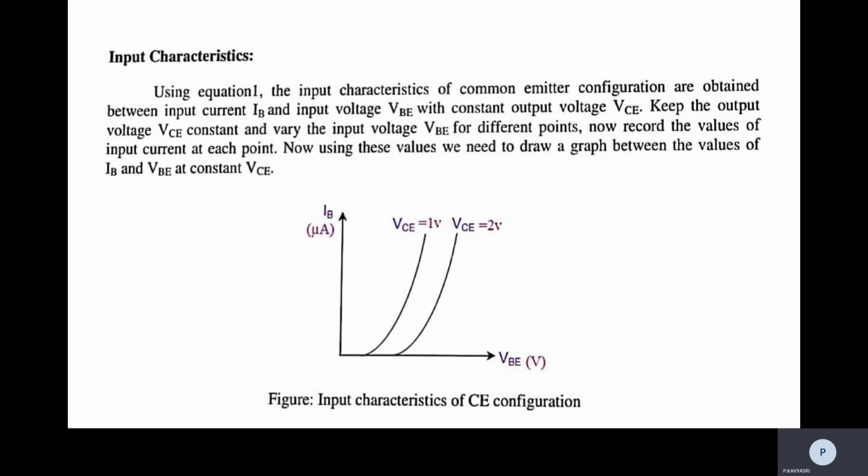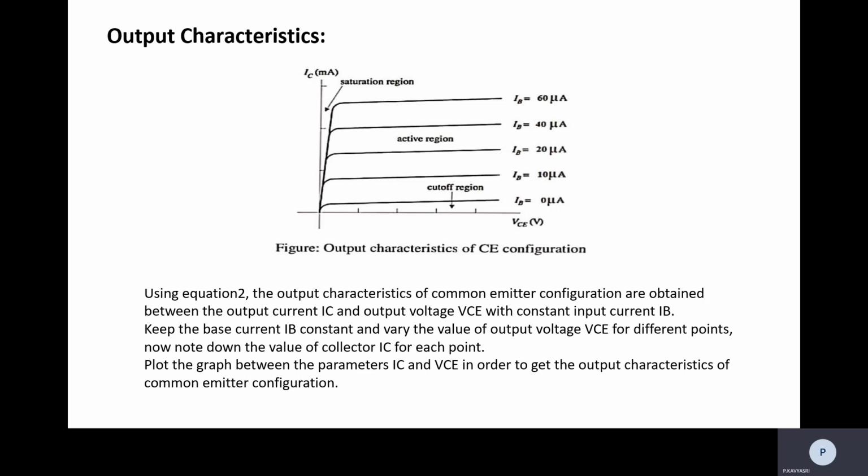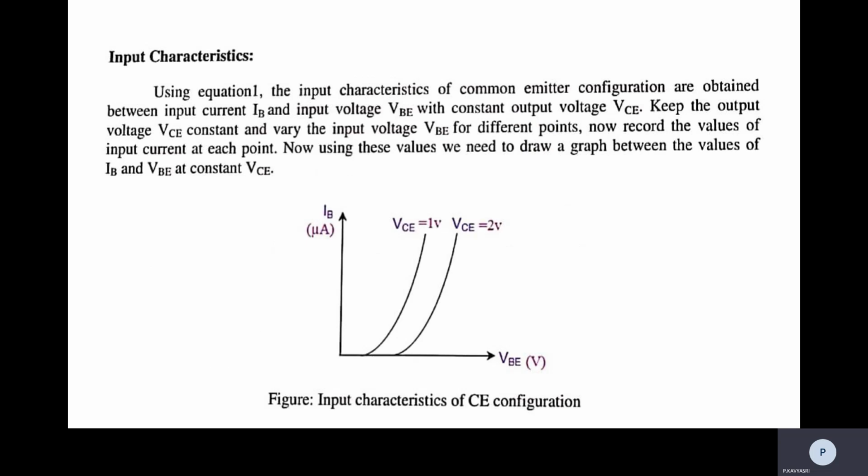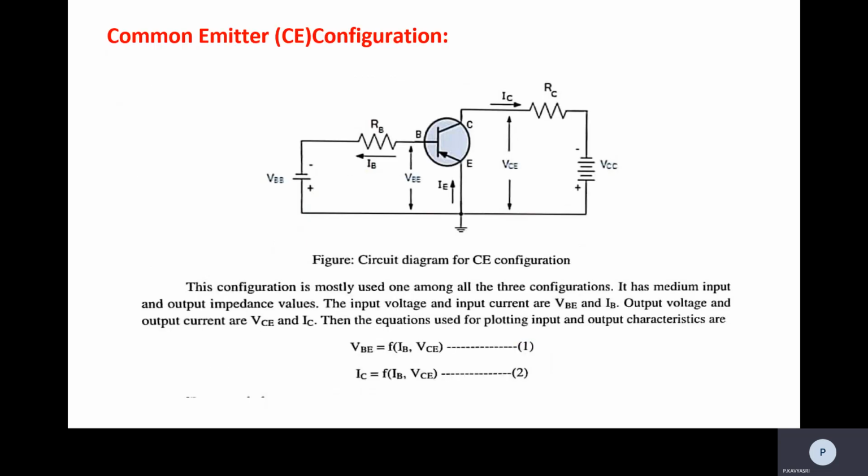Now we will see the output characteristics. Output characteristics are drawn between the output current and output voltage. So now we will see what the output current and output voltage are. What is the output current here? IC is the output current. What is the output voltage here? VCE is the output voltage.